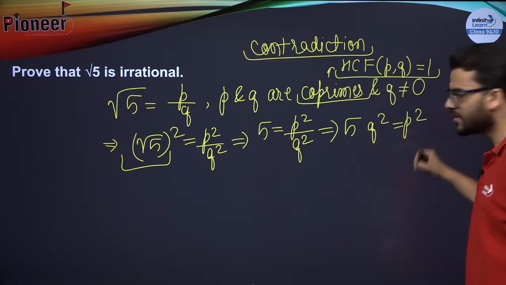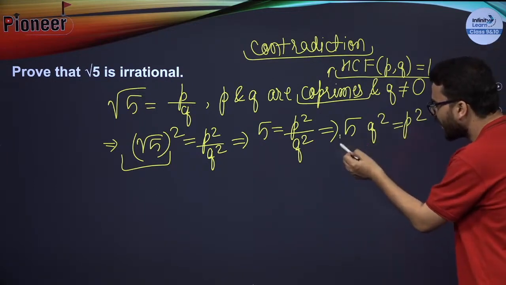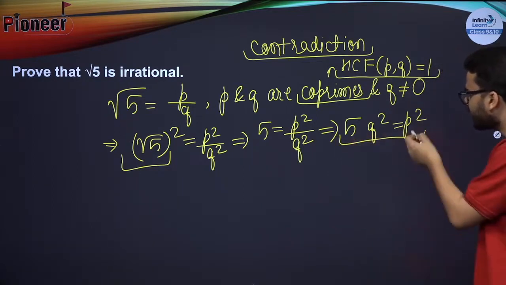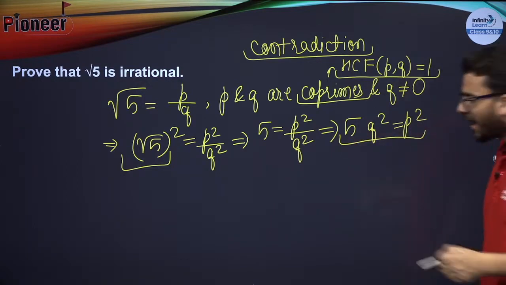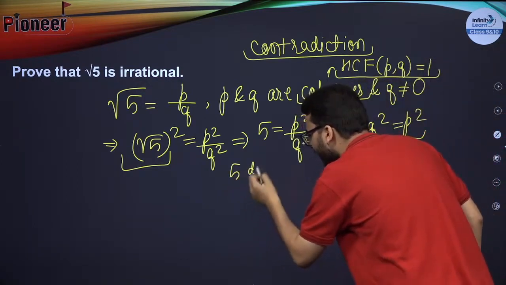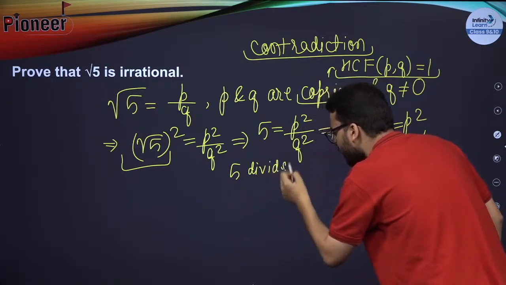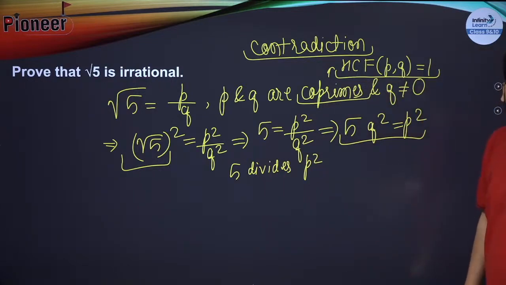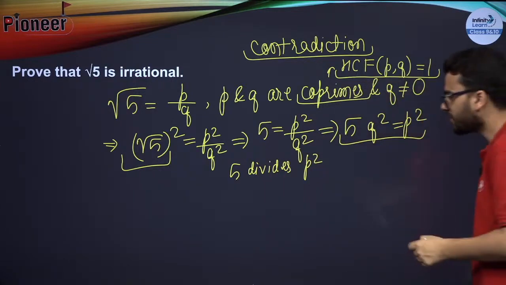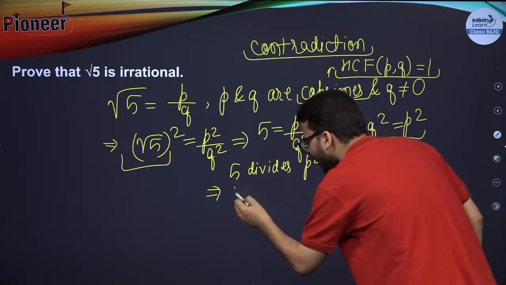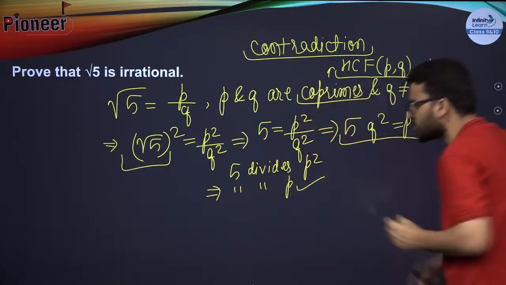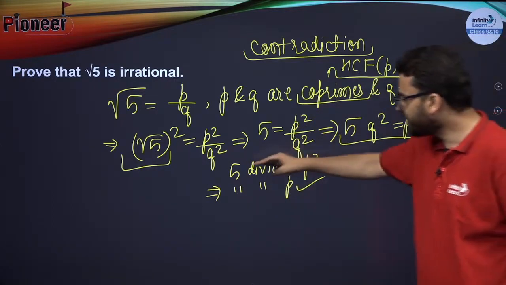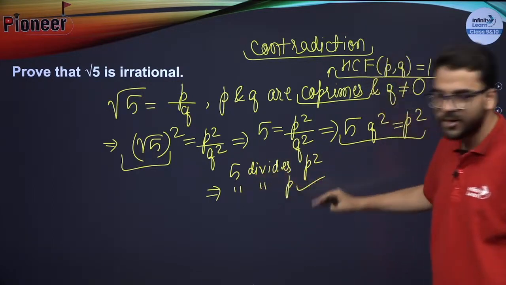So from here what does it mean? What can I write over here if I am writing 5q square is equal to p square? I can write that 5 divides p square. 5 divides p square means 5 is a factor of p square. Exactly, Ayush. So if 5 is a factor of p square, we can say that 5 divides p as well. We have studied this theorem in the previous slide, that if 5 divides p square, 5 will divide p as well.